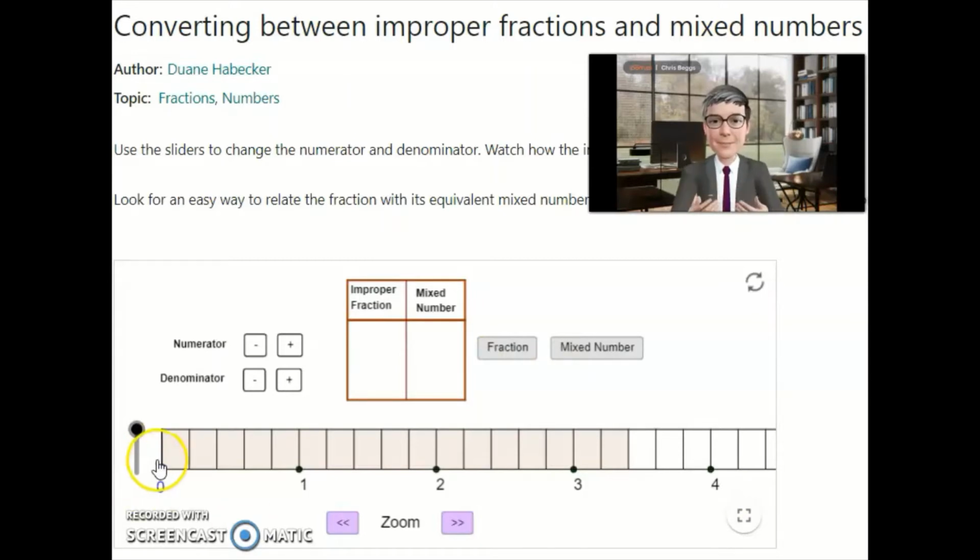So here we can see that we have divided our 1 into 1, 2, 3, 4, 5 parts. So we're dealing with fifths on the bottom. But we've got 1, 2, 3 and 2 fifths here. Or another way of looking at it is we have 17 fifths.